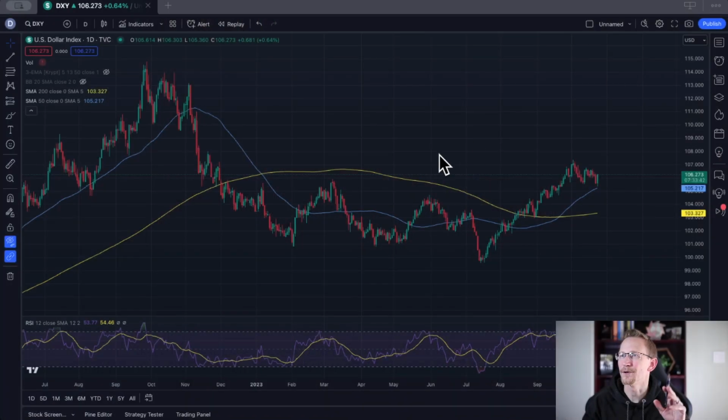In the meantime, let's get right into this. So the very first thing that I want to share with you is DXY itself. So let me put that up on the screen for you so you can see it. So this is tracking the strength of the US dollar.